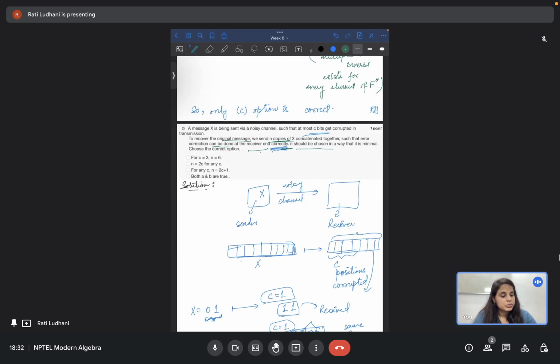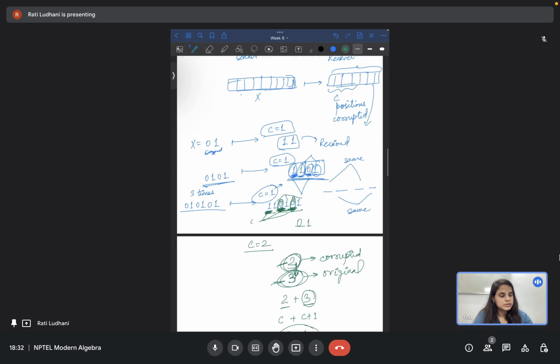So choose the correct option. If c is equal to 3, n is equal to 6, let's check. It should be 2 into 3 plus 1, that is 7. So n should be 7, so that is not true. n is equal to 2c, again no, because 2c plus 1 is required. 2c could create a problem like this.